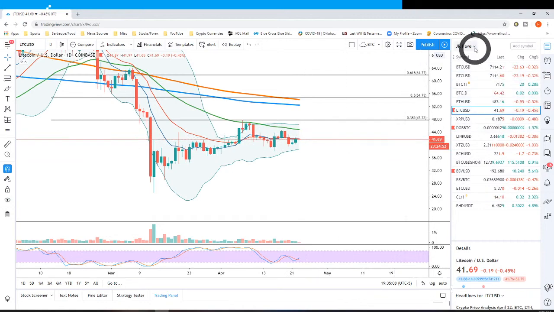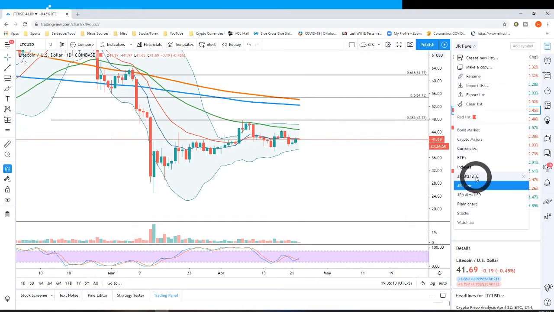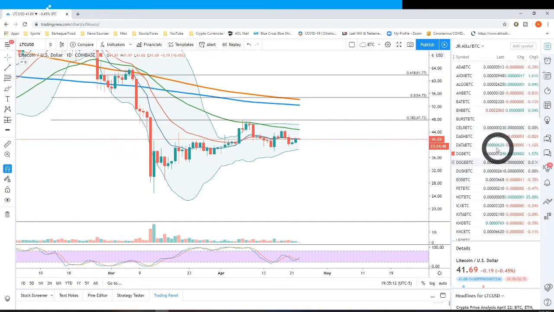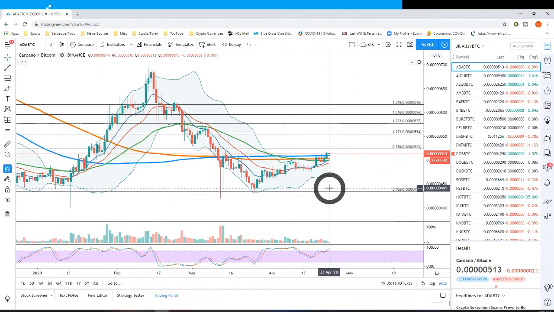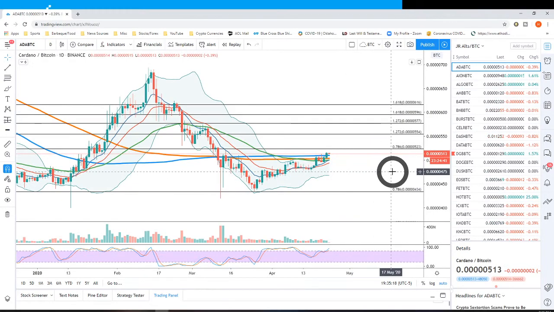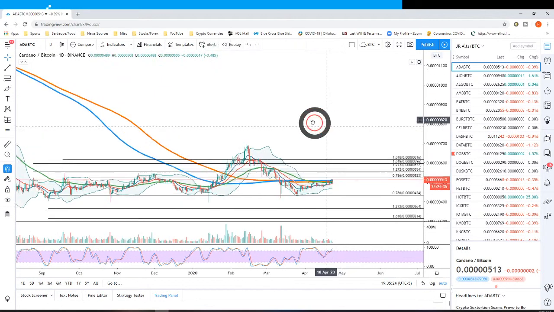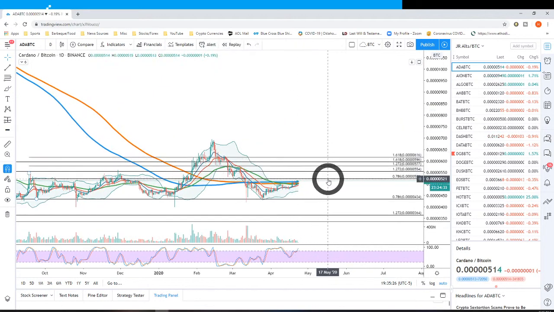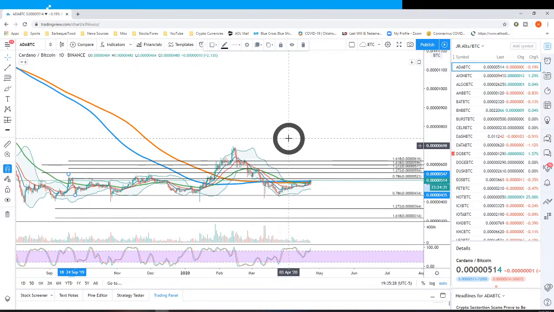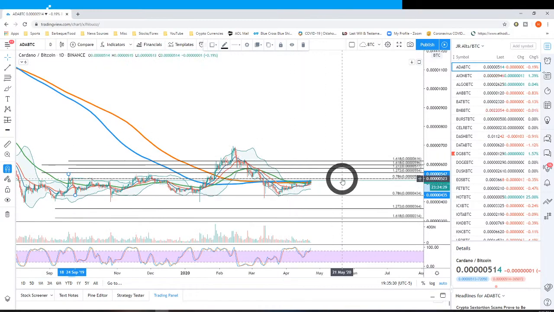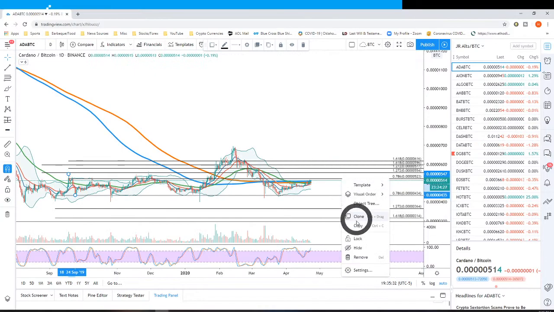Let's go over and look at ADA BTC. Okay. Let me make sure my fibs are right here. I don't know where I drew this from. That's been a while. No, I think I can get rid of that.